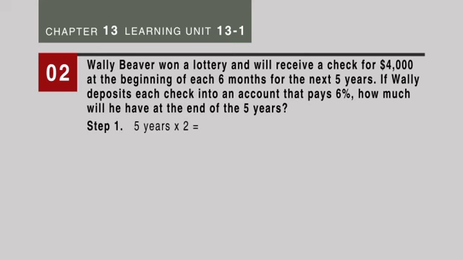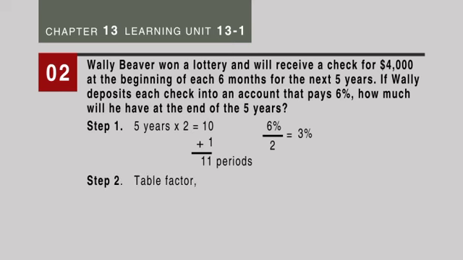5 years semi, 10 periods, plus 1, add a period, 11 periods. We're talking rate, 6% divided by semi, or 3%. Step number 2 is to find your table factor. 3%, 11 periods for amount of annuity is 12.8078.